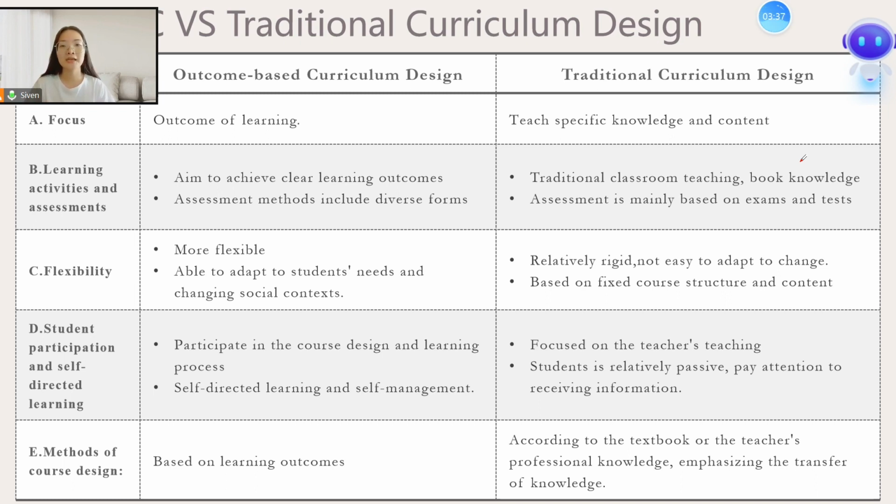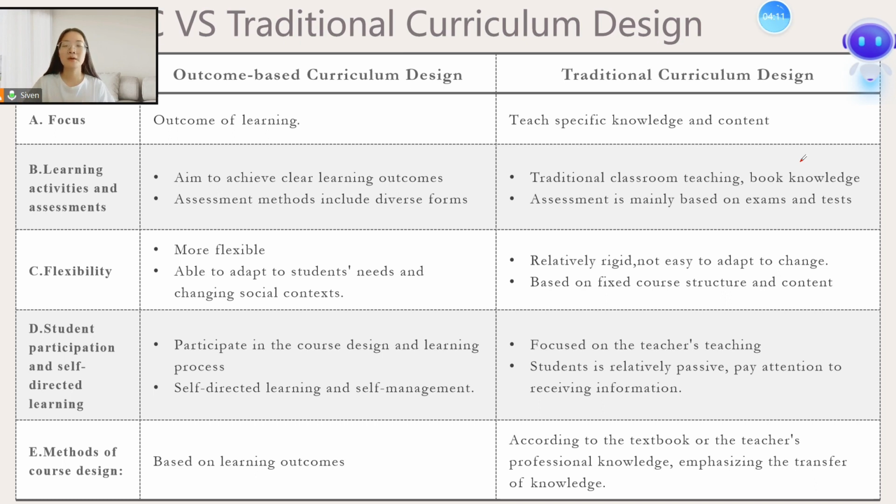Number two, learning activities and assessment. The OBC activities are to achieve the clear learning outcomes, and the assessment methods often include diverse forms such as projects, hands-on experiments, and tests. Traditional curriculum design usually based on the traditional classroom teaching and book knowledge, and assessment is mainly based on the exams and tests.